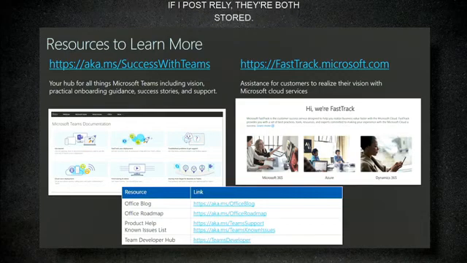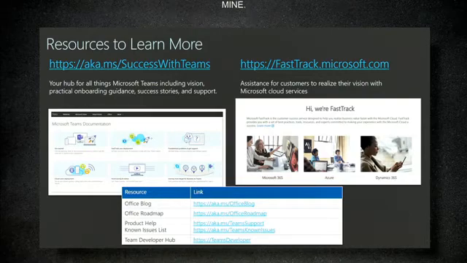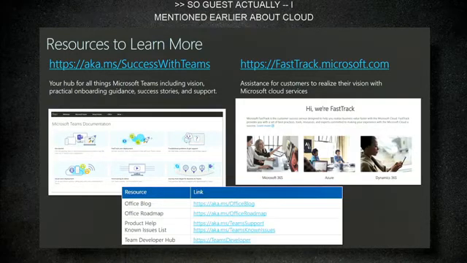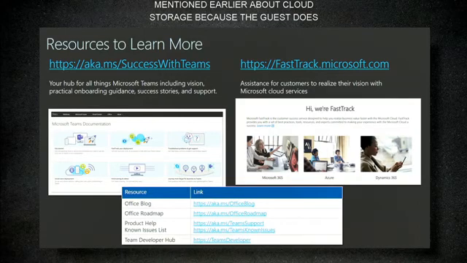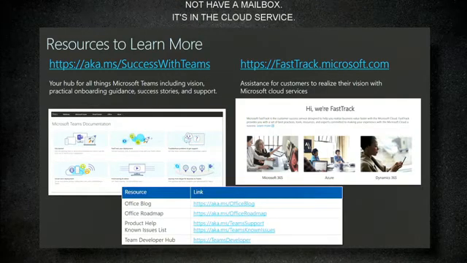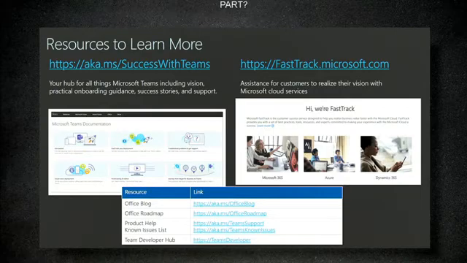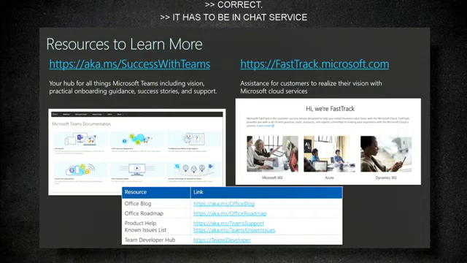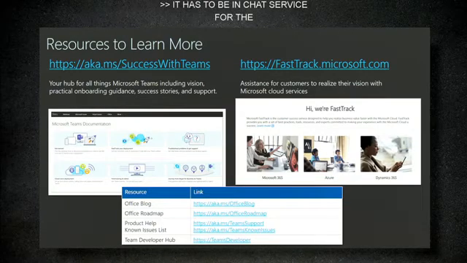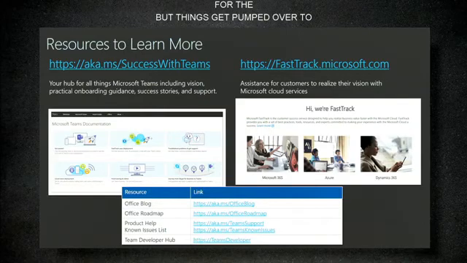And where's the storage for the guest? So guest actually, I mentioned earlier about cloud storage, because the guest does not have a mailbox. So it's stored in the cloud storage. Okay, it's in the chat service part. That's correct, yeah. It all has to be in the chat service for the operational low latency, everything that's going on inside Teams, but then things get pumped over into the right part of Exchange, either your mailbox, group mailbox, or your cloud storage. Brilliant, thank you.